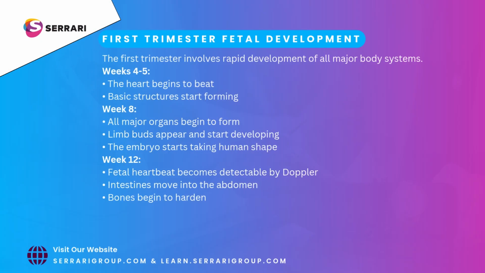First trimester fetal development. The first trimester involves rapid development of all major body systems. Weeks 4 to 5. The heart begins to beat. Basic structures start forming. Week 8. All major organs begin to form. Limb buds appear and start developing. The embryo starts taking human shape.